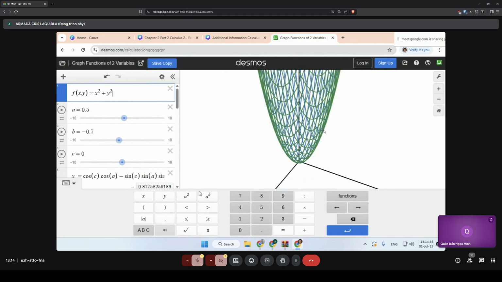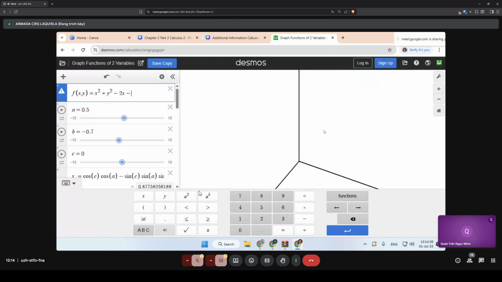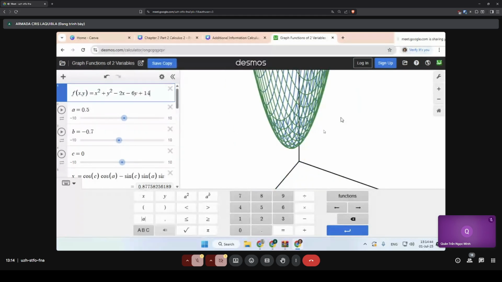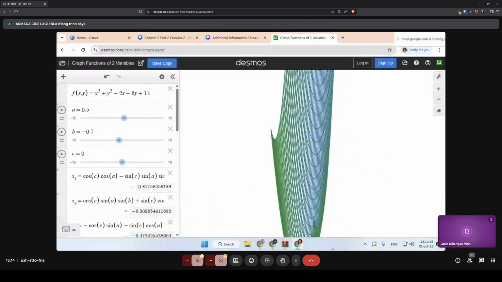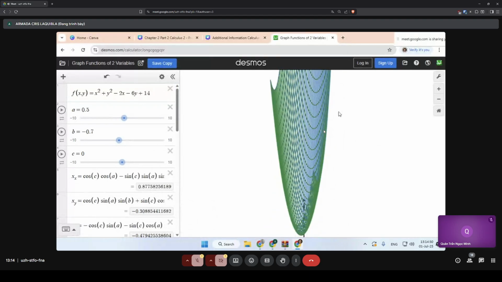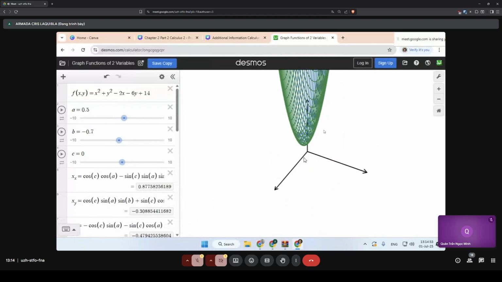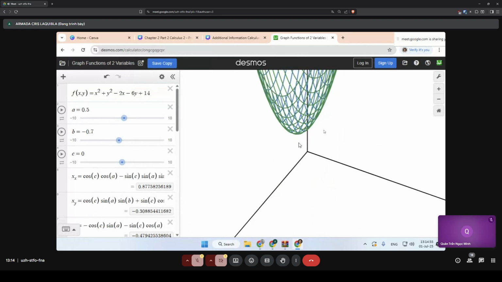So we have here x squared plus y squared minus 2x minus 6y plus 14. So look, class, at the graph. As you can see, it will go to infinity at the top, and you have a number here at the tip of that. So we only have one number, which is a local minimum, and this is also an absolute minimum. Okay, and that's it. This is that point.